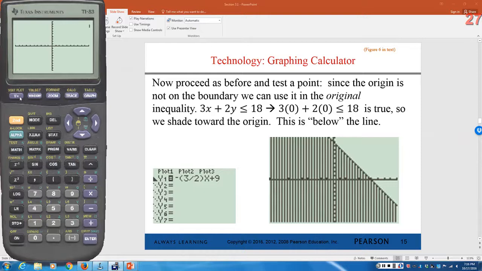You did 18 instead of the 9? Oh, I'm sorry. Yes, that's supposed to be 9. Thank you. I shouldn't talk and enter at the same time. Okay, so there's your graph. Now we look at 0, 0 and say, okay, is 0 less than 18? Yes.